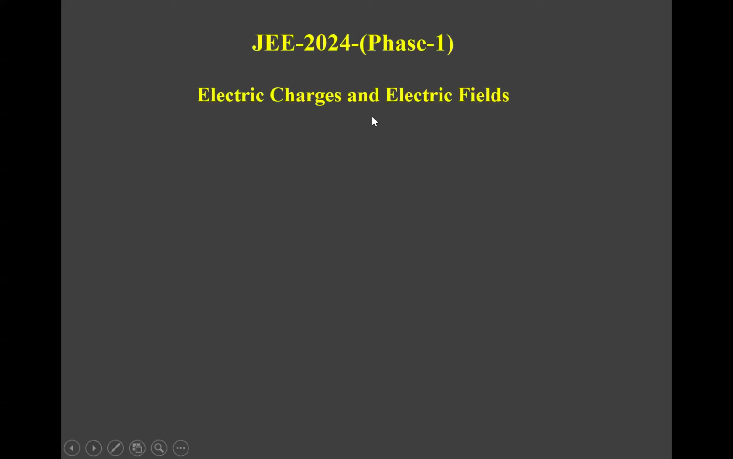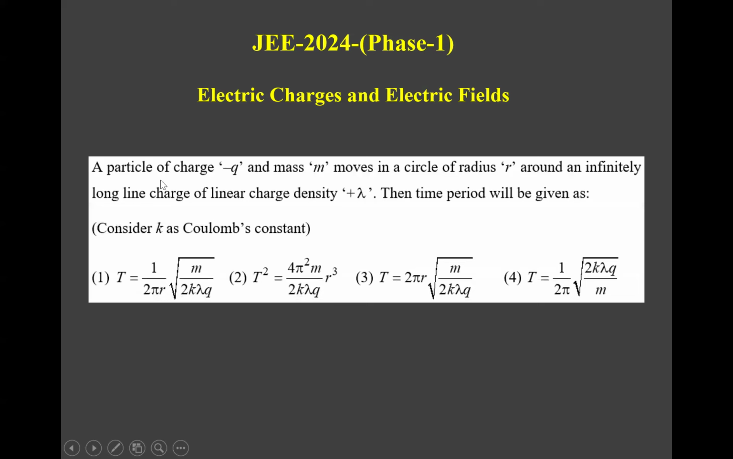Dear students, in JEE 2024 Phase 1, this question was from the chapter Electric Charges and Electric Fields. The question is: a particle of charge minus q and mass m moves in a circle of radius r around an infinitely long line charge of linear charge density plus lambda. Then the time period will be given as, consider K as Coulomb's constant.